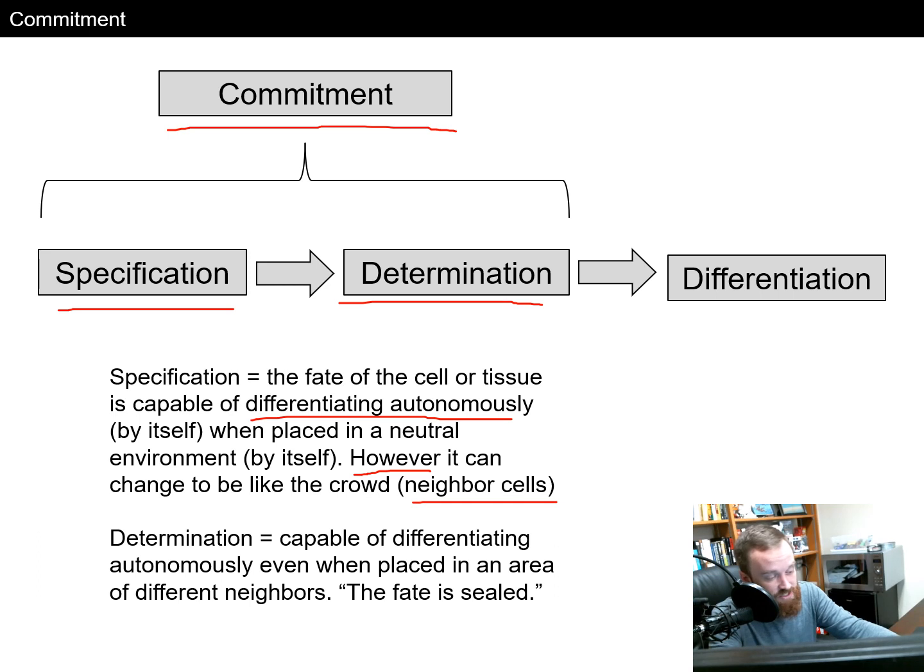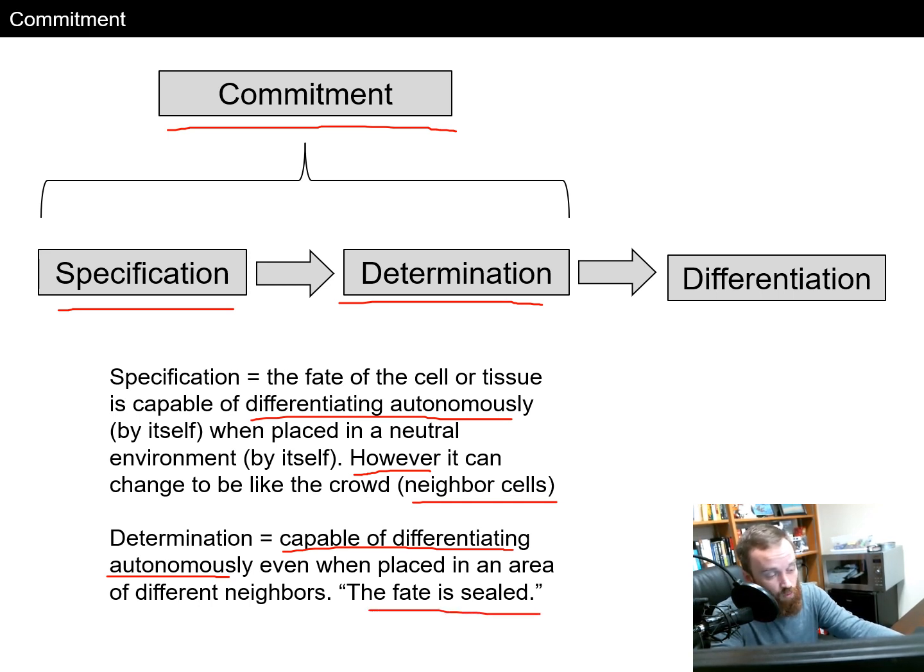Now, determination is when these cells are capable of differentiating autonomously. That means you take them out of the organism and they'll continue down their road to becoming whatever cell type. But if you place them with new neighbors, say you take melanocytes and you place them near cells that are going to become nerve tissue or nerve cells, they will not adjust to their neighbors. They are already committed. They are going to become those melanocytes, and their fate is sealed.